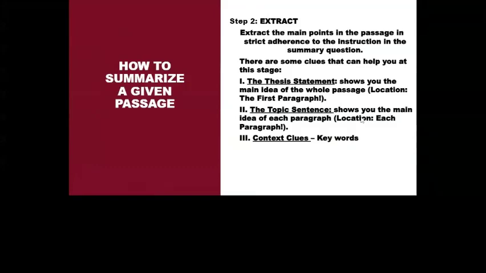We have seen the topic sentence. Then the third one is context clues. Let's look at context clues and how to use them. You are to use context clues to identify the points required in the questions. What exactly are context clues? Look for the keywords contained in the summary questions.